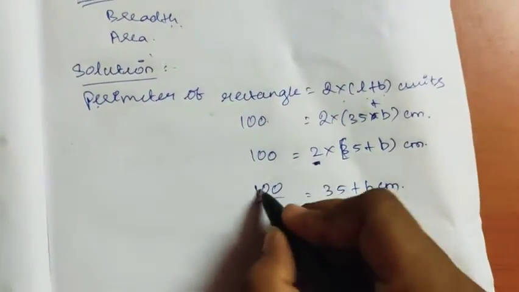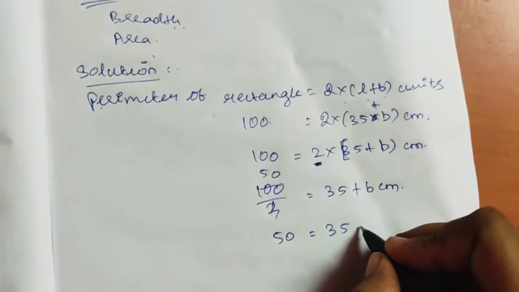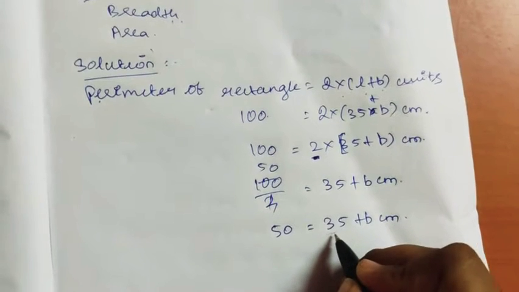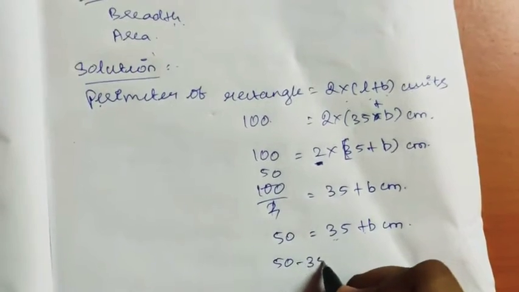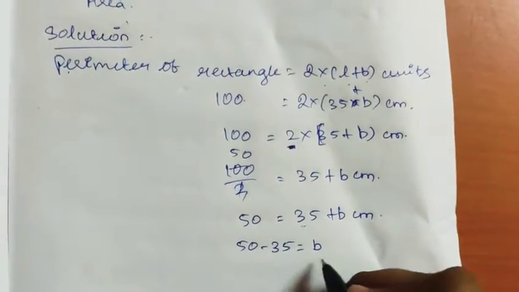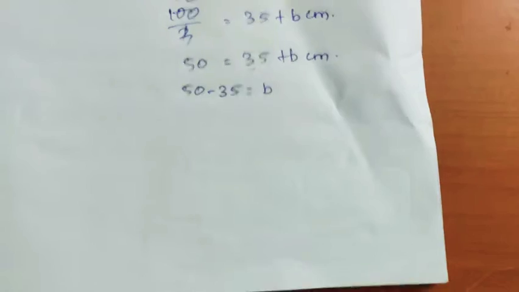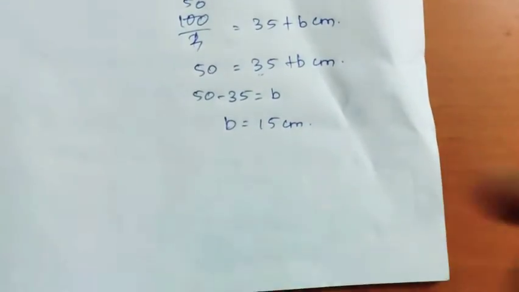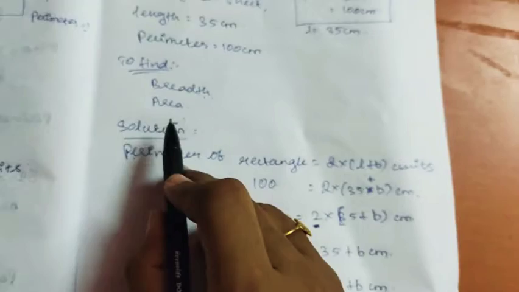When we divide this, we get 50. So 50 equals 35 plus B centimeter. Here 35 is in addition on this side. When we take it to this side, it becomes subtraction. So 50 minus 35 equals B. If we subtract 35 from 50, we get B equal to 15 centimeter. So we got the breadth. Now we have to find its area.